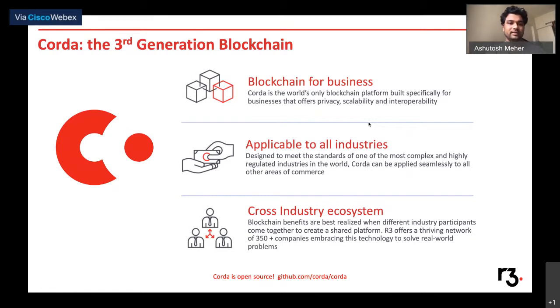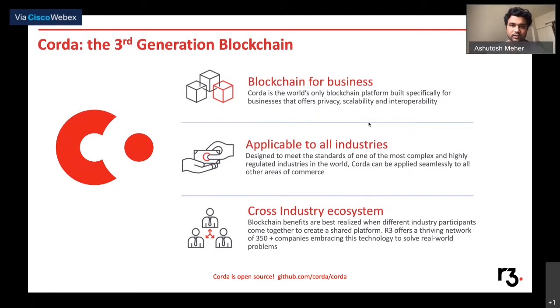You might have heard that I talked about finance in the beginning, but today we have not just done it for finance, it's applicable to multiple other industries. That's where I say we have an ecosystem of more than 350 participants, across industries, not just finance. They've grown from finance to being more of a general purpose blockchain right now.